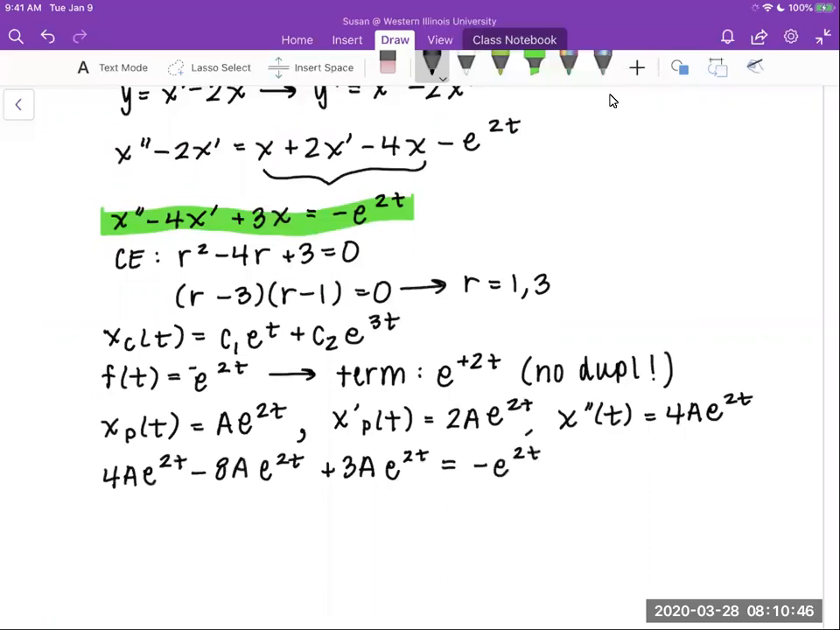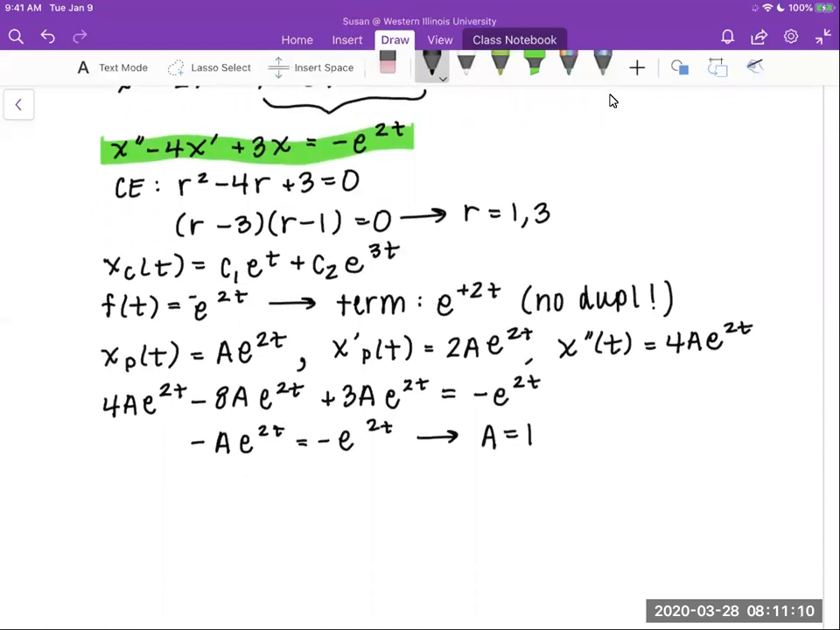So if I combine these together, I have 4 minus 8 plus 3 is a negative a e to the 2t equals a negative e to the 2t. Whoops, sorry, not negative. That's positive up there. All right, so we get right away that a equals 1. And so we now conclude that our particular function is just e to the 2t.